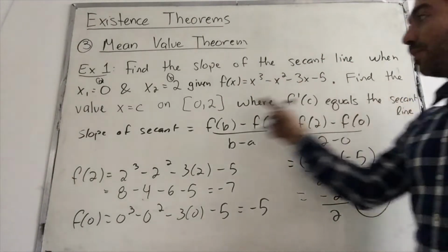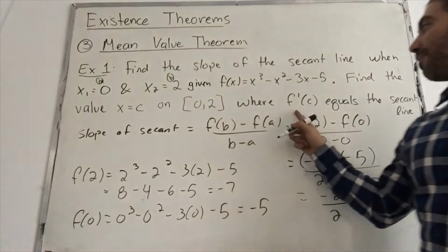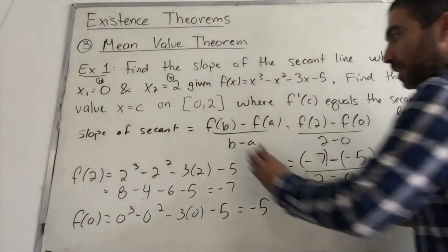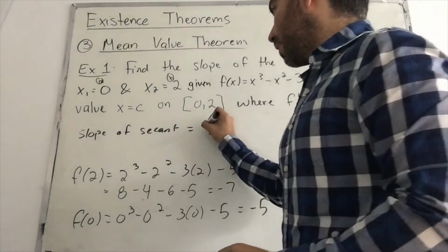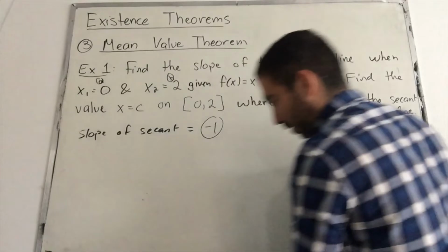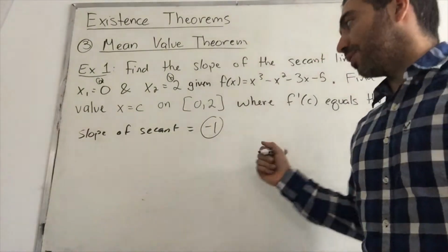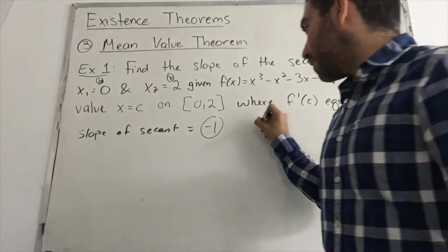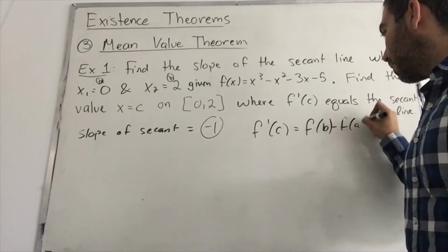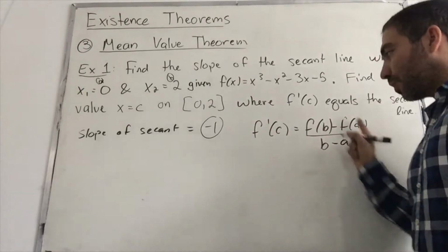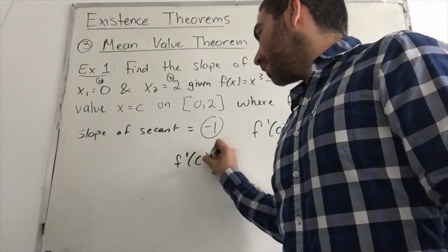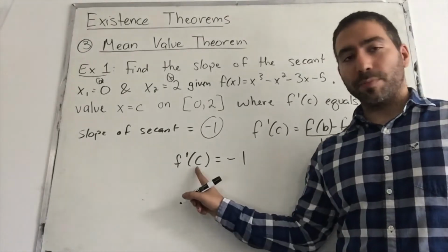The second part is asking us to find the value c on the interval 0, 2, where f prime of c equals the slope of the secant line. Let's go ahead and do that. We know the slope of the secant line is negative 1, so that's done. The equation for the mean value theorem is f prime of c equals f of b minus f of a over b minus a, which we just solved. This is equal to negative 1. So really what we have is f prime of c is equal to negative 1. Our job is to find the value of c.